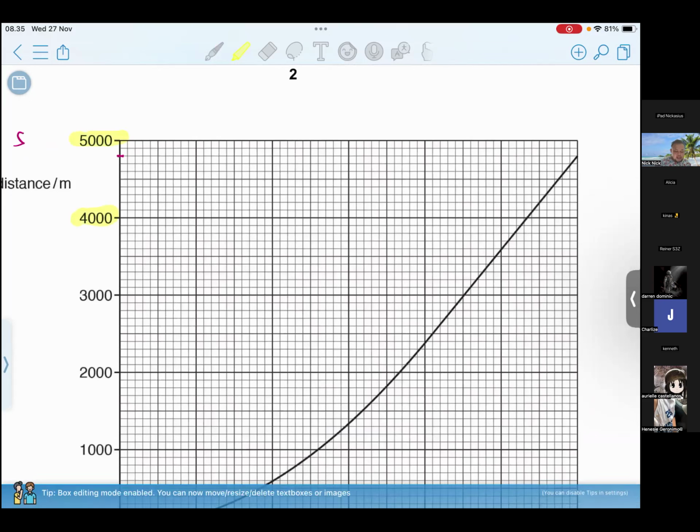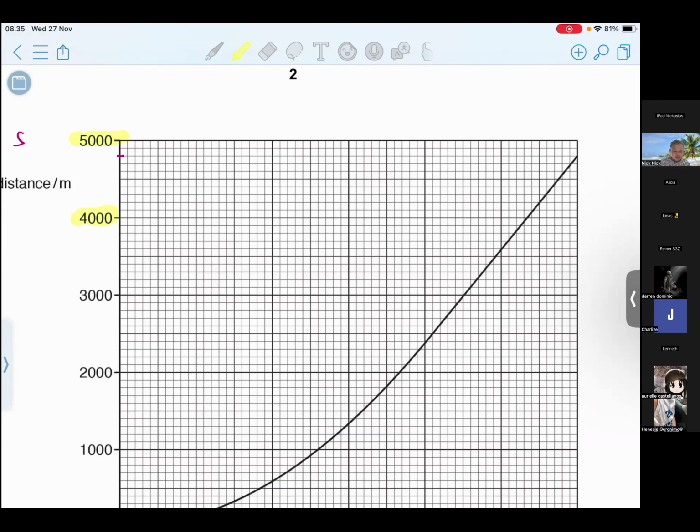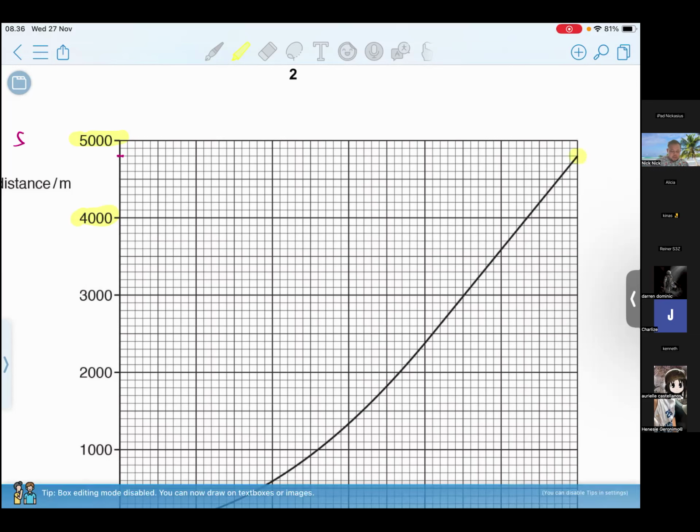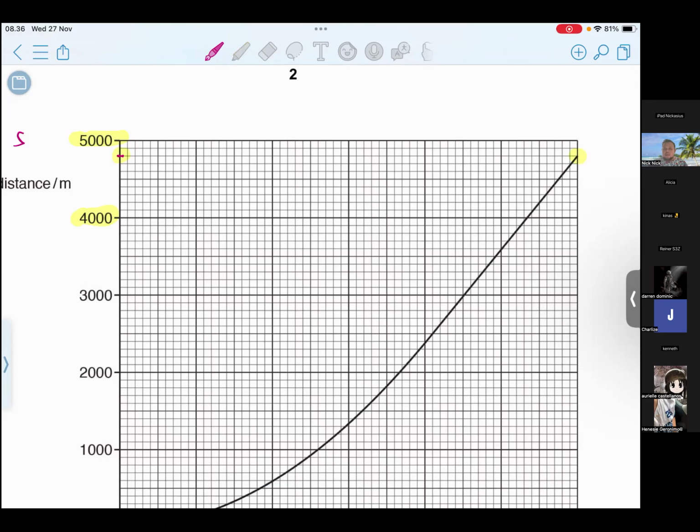This is 4,000, and then this is 5,000 meters, and then we have 10 scales, so each square is 100, correct, students? So the distance at 120 seconds, how much, students? Answer me. 4,800.